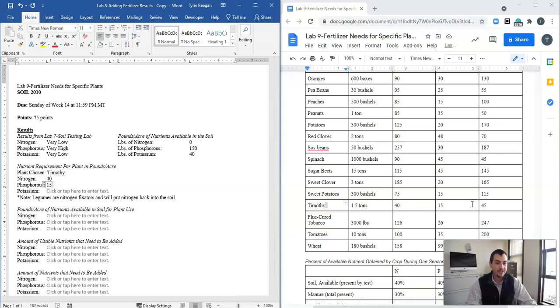And then how much potassium am I going to need? For Timothy, I'm going to need 45 pounds of potassium. That plant is going to use 45 pounds of potassium. So we're going to type that in right here.